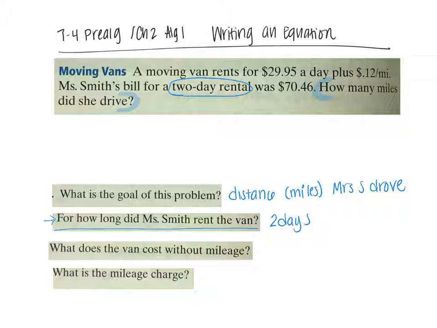Okay, what does the van cost without mileage? So I'm looking for cost. Okay, the moving van rents for $29.95 a day plus 12 cents a mile. I have other numbers here. I have $29.95. I have 12 cents a mile. I'm underlining plus, that's a key word. And I have $70.46. Which one of these represents the cost without mileage? It's the $29.95 a day. Good.